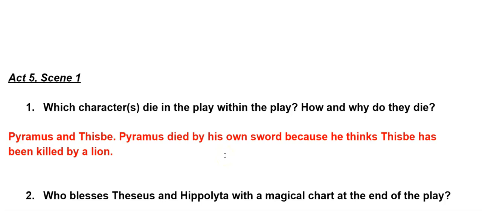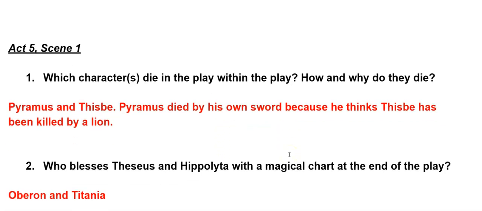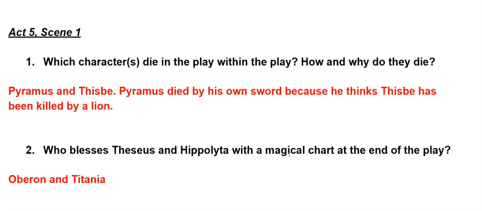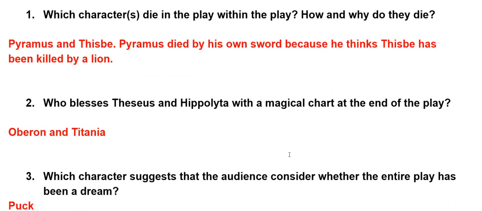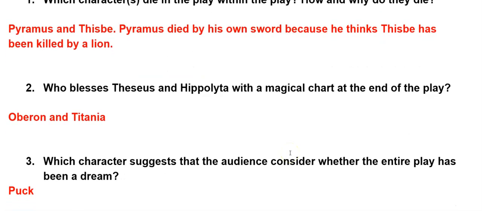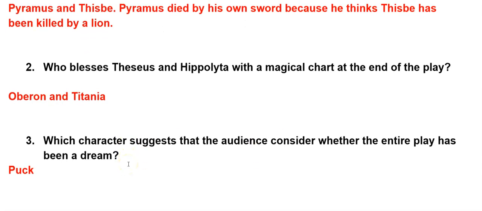Who blesses Theseus and Hippolyta with a magical chart at the end of the play? That would be Oberon and Titania. At the very end of the play, they go through and bless all of the couples who have been married. And then which character suggests that the audience consider whether the entire play has been a dream? That was Puck, aka Robin.